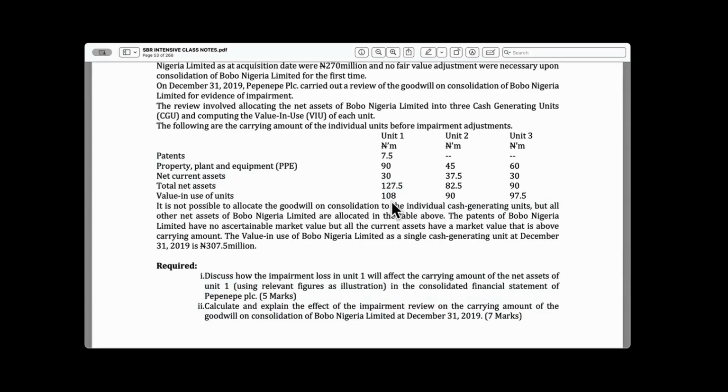What's the difference between the two? 127.5 minus 108 is 19.5. That's the impairment loss of CGU 1. Now, this impairment loss of CGU 1, how do we allocate it? How do you think we can allocate this impairment loss in CGU 1?